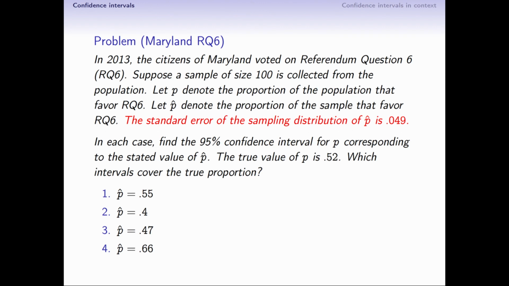The true value of P is 0.52. Which intervals cover the true proportion? And so you can see we've got a variety of different values for P hat. Each value of P hat is going to give us a slightly different confidence interval. Some of those will cover the 0.52 and some of them will not. Let's go to the overhead camera and work this problem out in detail and see the exciting results.